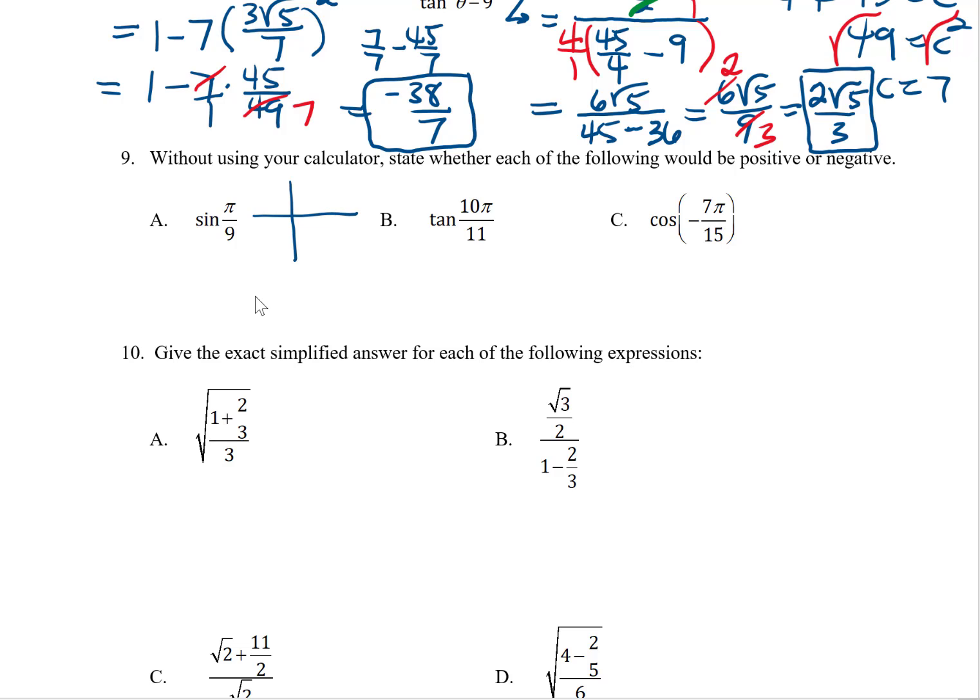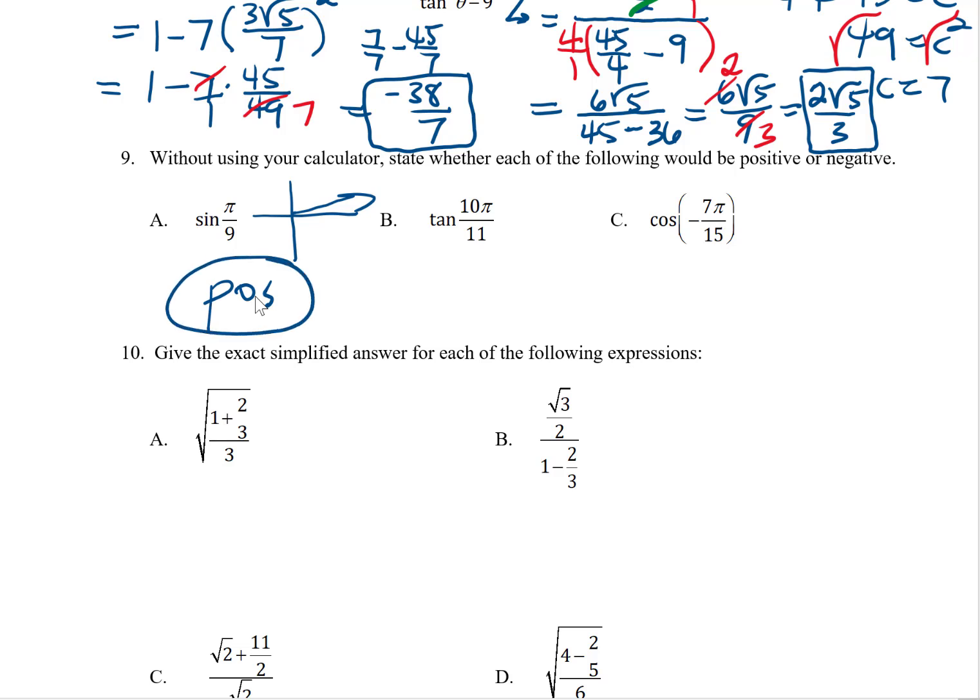I could put the mental 180 degrees in there for pi. 9 goes into 180 20 times. So this would just be a 20-degree angle. Clearly, I'd be in the first quadrant. And we know that sine is positive in the first quadrant.